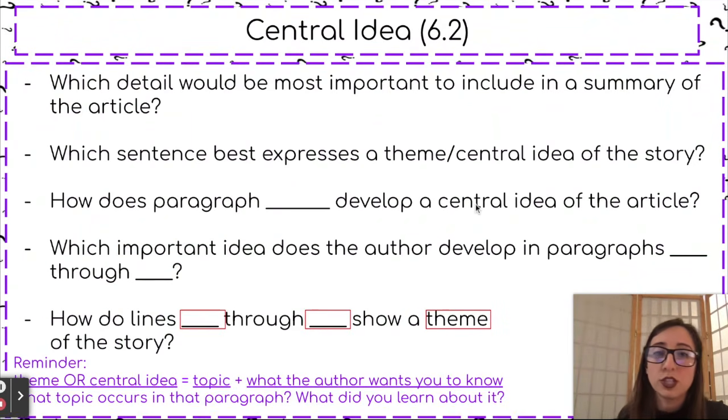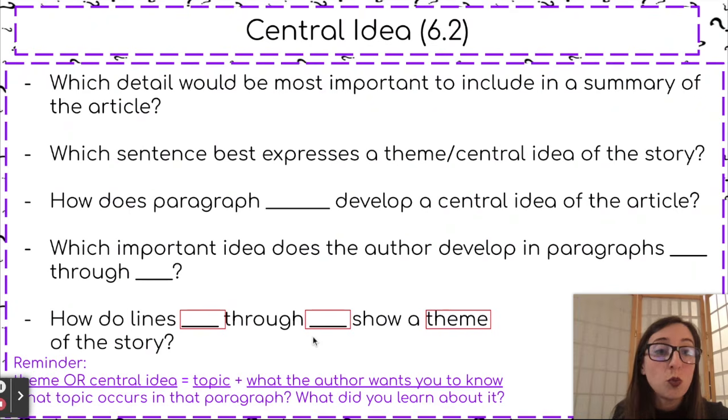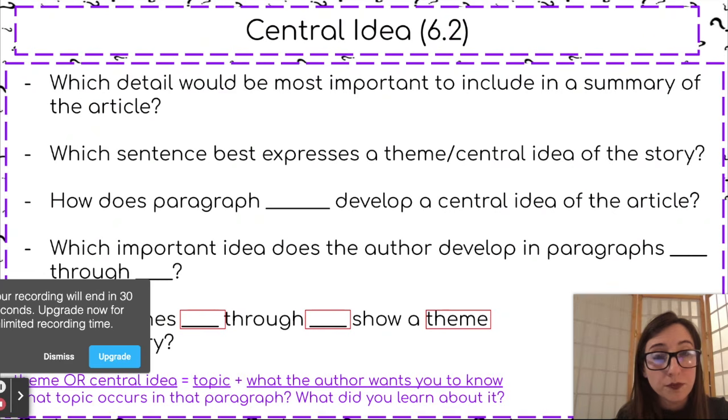Our last question, extremely similar. How do lines blank through blank show a theme of the story? So one final type of question, still asking you to do the same thing. Go to the passage in those areas and then figure out the theme or central idea. What is this part of the story talking about? What did the author want me to learn?